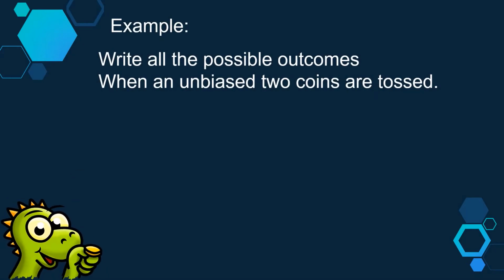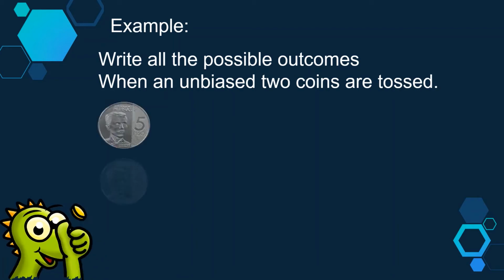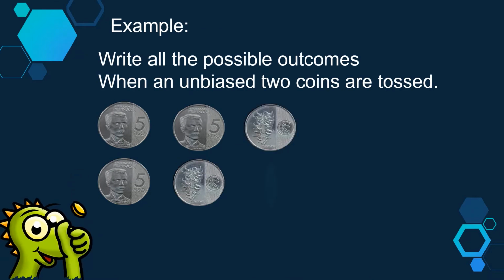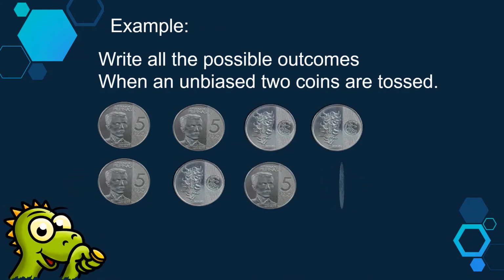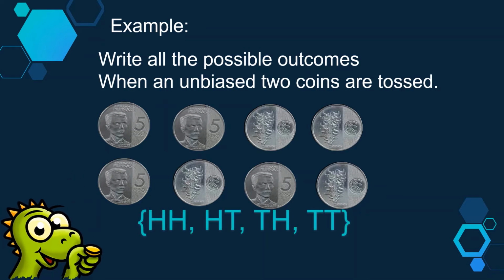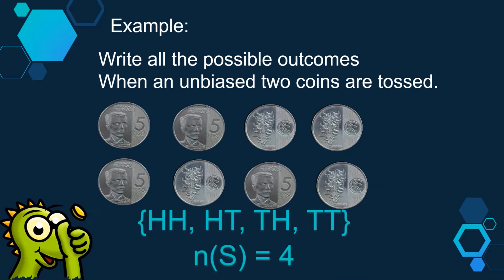For example, write all the possible outcomes when 2 unbiased coins are tossed. When we toss, the outcomes could be 2 heads, head and tail, tail and head, and 2 tails. So we can list down all the possible outcomes. We have here HH, HT, TH, and TT. And there are 4 possible outcomes.